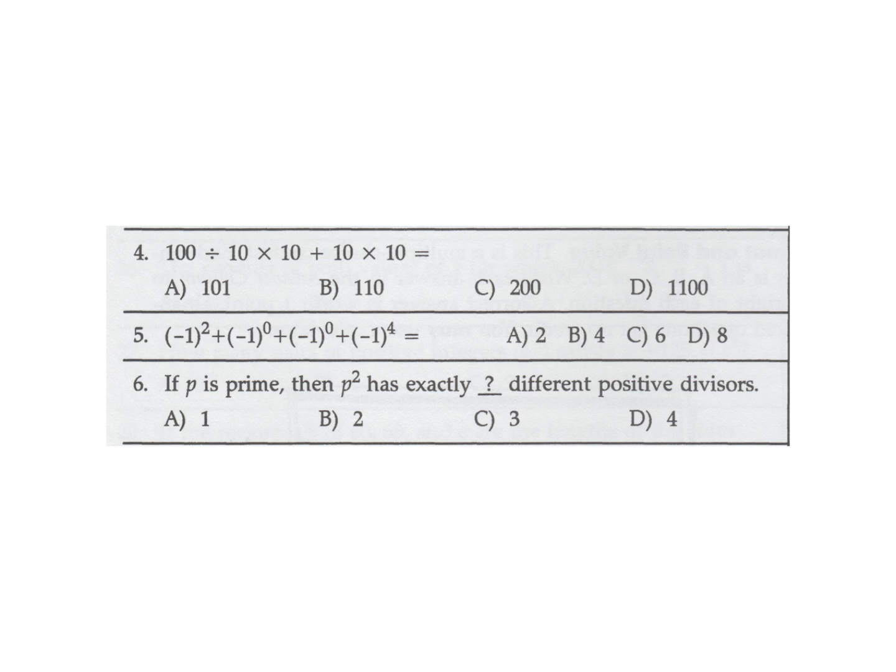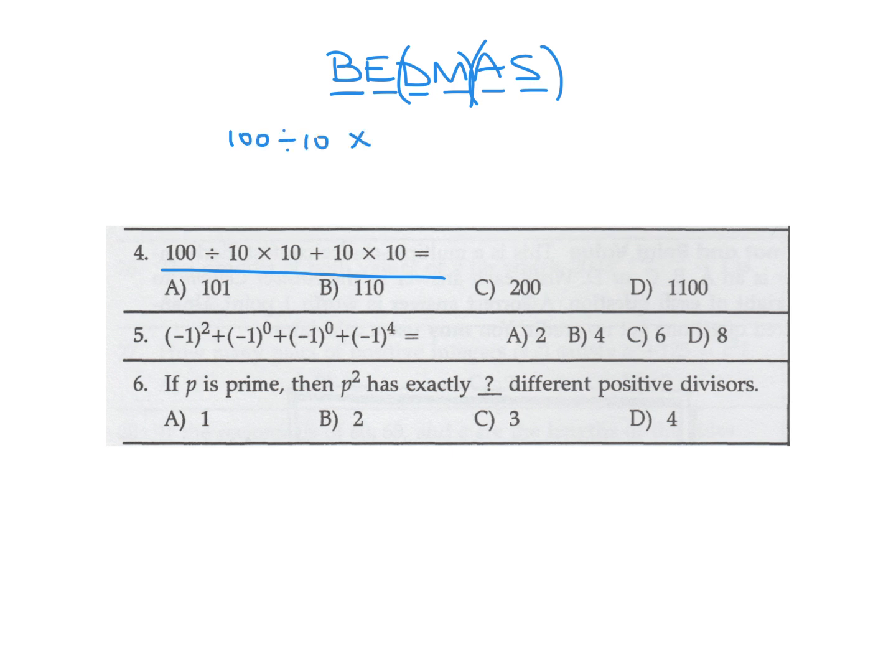100 divided by 10 times 10 plus 10 times 10. Okay, so what they're just getting at is the order of operations. You guys remember that, right? BEDMAS: brackets, exponents, division, multiplication, addition, subtraction. So let's do the BEDMAS on this guy. So that would be 100 divided by 10 times 10 plus 10 times 10.